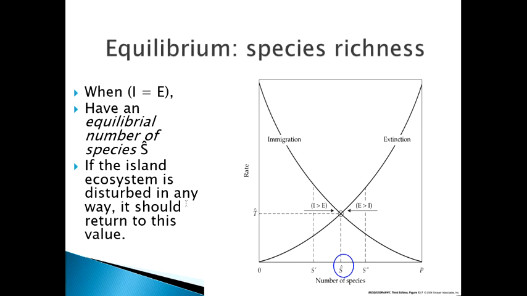If this island ecosystem is disturbed in any way, a big storm, big extinction event from a tsunami or anything, or a huge pulse of immigrants from the mainland, what's going to happen is, over time, it will end up returning to this equilibrial, optimal number of species on that island.